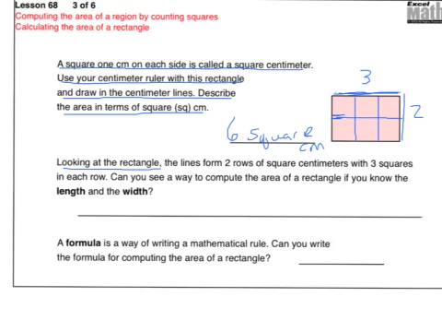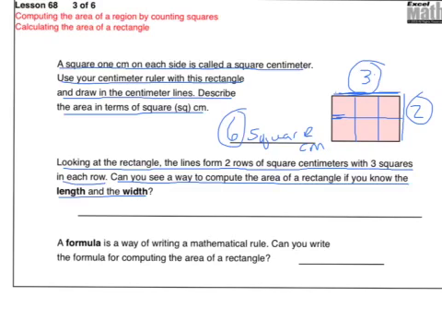Looking at the rectangle, the lines form 2 rows of square centimeters with 3 squares in each row. Can you see a way to compute the area of a rectangle if you know the length and the width? This is 3, that's 2, and the answer is 6. How can you take what you know about the rectangle, that it's a 3 centimeter by 2 centimeter rectangle, and figure out that answer? Pause the video and write a little sentence in here to show how you can do that.